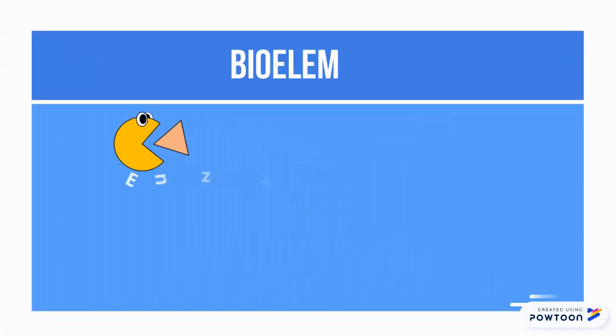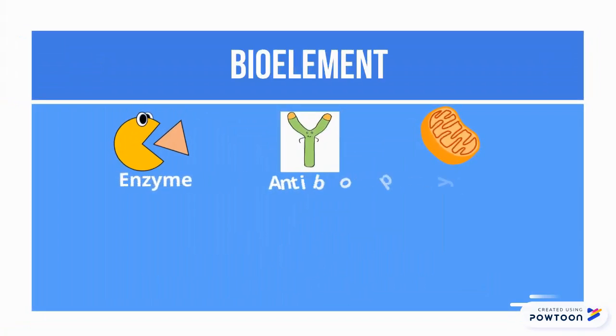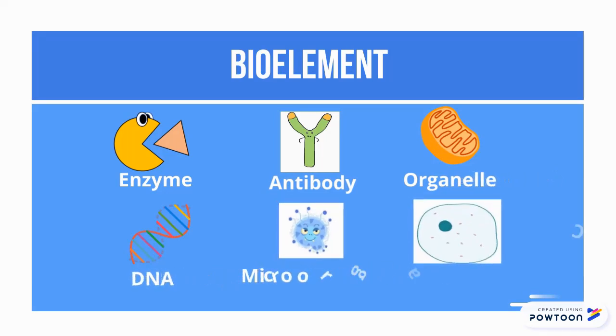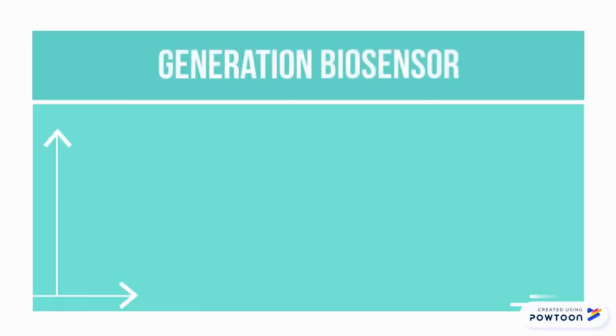Examples of bioelements are enzyme, antibody, organelle, DNA, microorganism, and cell. There are 3 generations of biosensor.